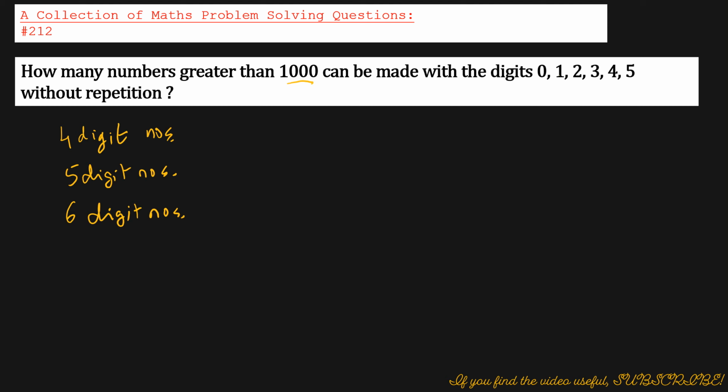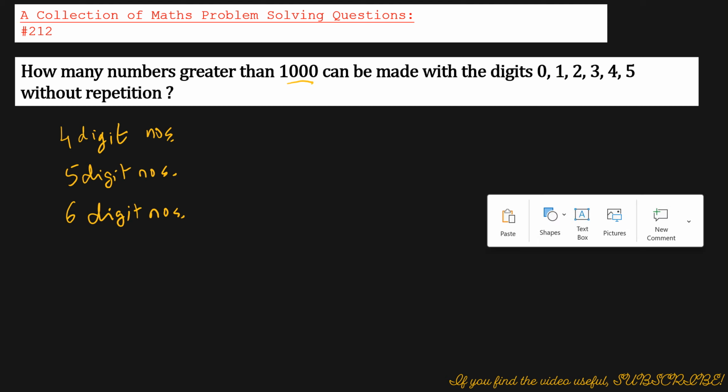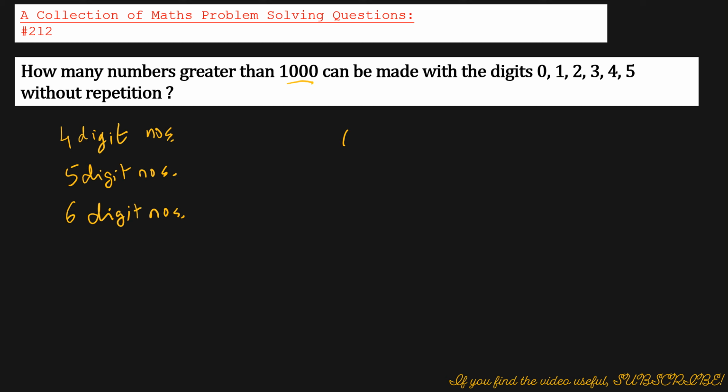So we start with 4-digit numbers. We write 4 dashes, 4 spaces for the 4 digits. Now the first digit cannot be a 0. So it has to be either 1, 2, 3, 4, or 5. So you can fill it in 5 ways.